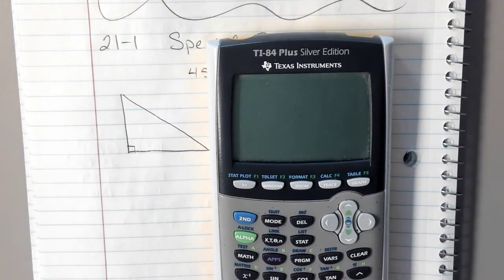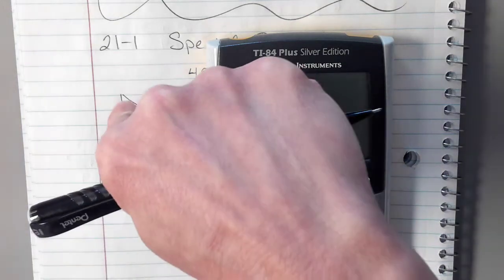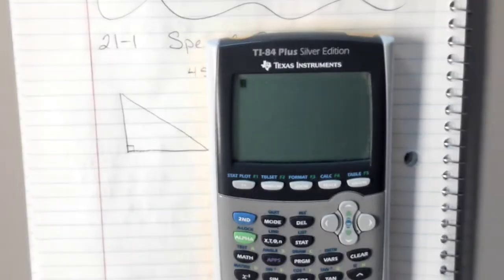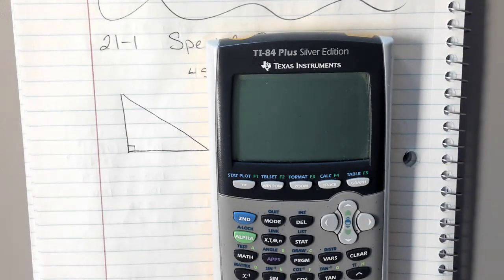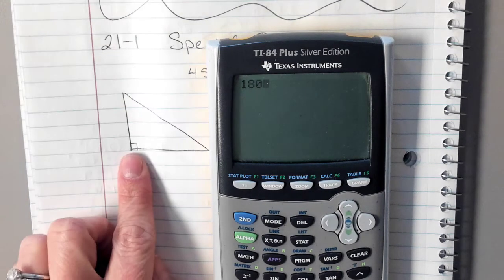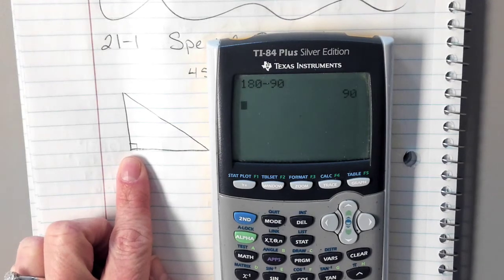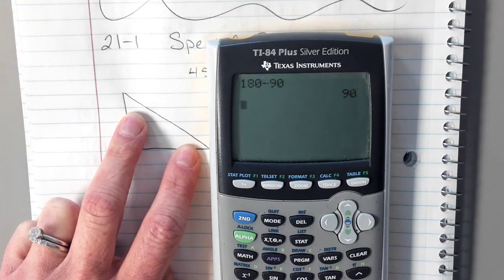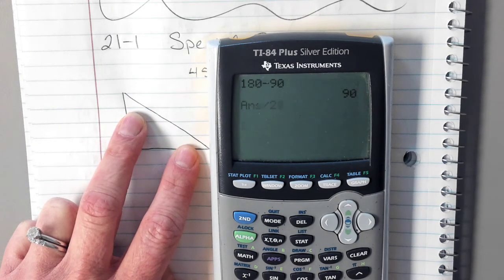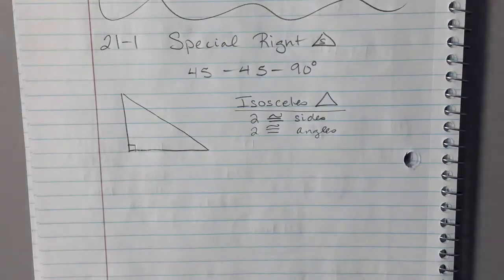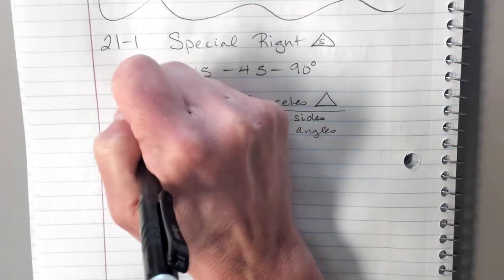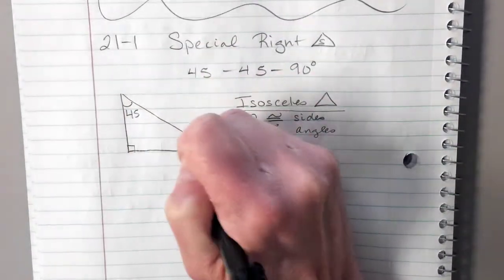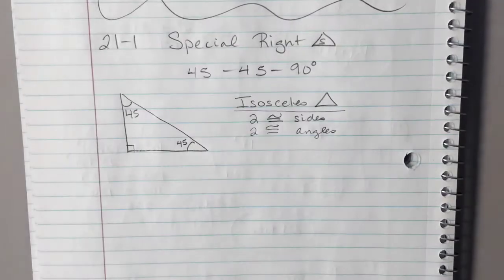Okay, can someone help me? How many total degrees, if I were to add up all 3 angles in a triangle, how many total degrees in a triangle? 180. So we have 180 degrees in this triangle. We've already used 90 with the right angle. So that means we have 90 degrees left. And these 2 angles are the same, so I have to split that 90 degrees equally. The other angles in this triangle are 45 degrees.